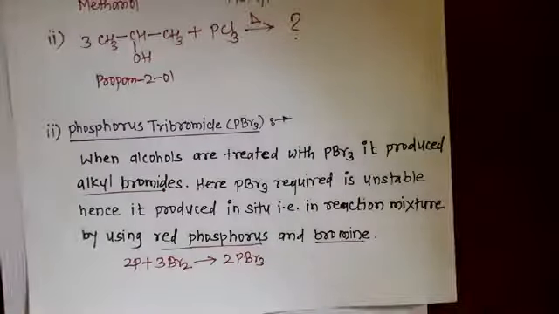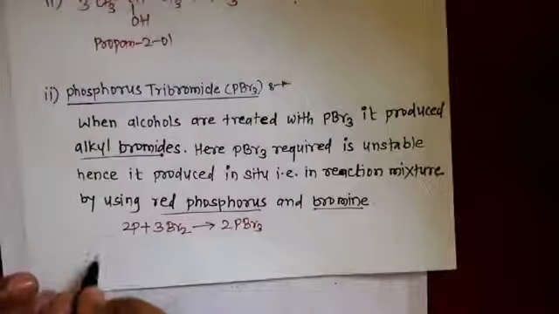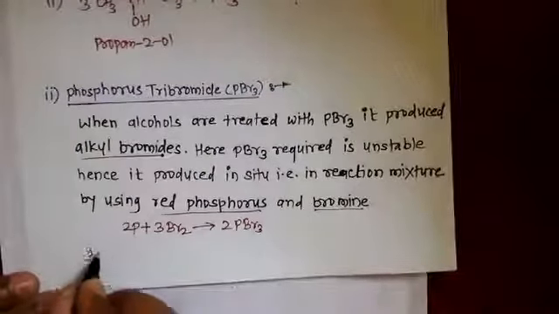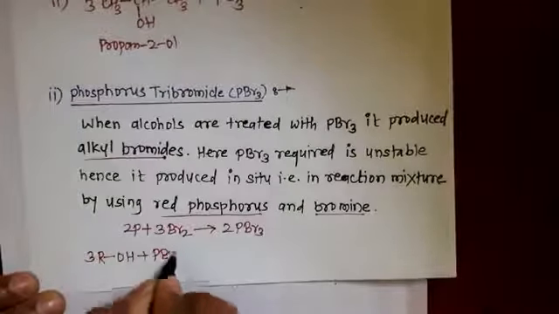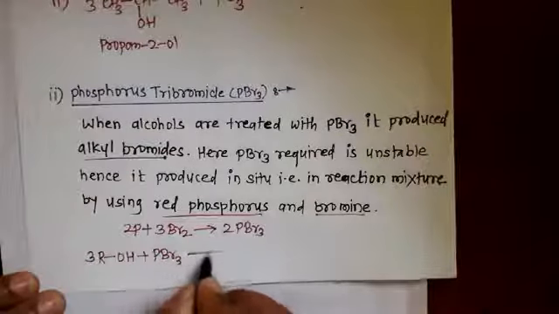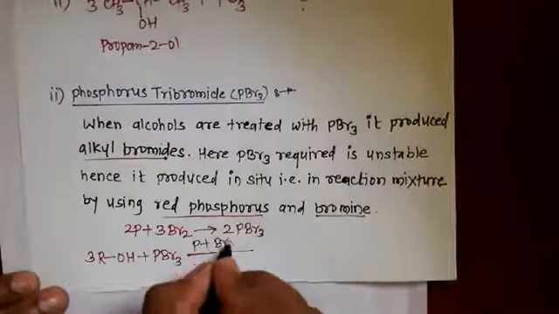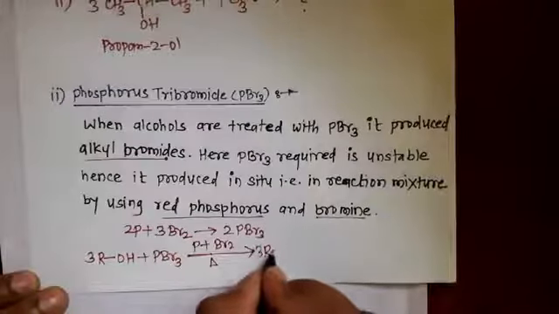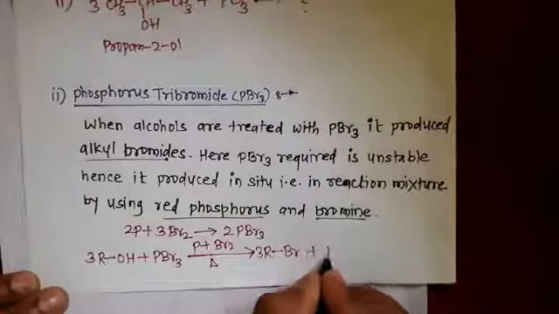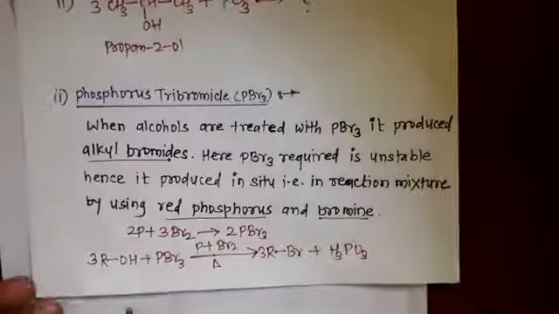And when this PBr3, which is produced in situ, reacts with alcohols, 3 moles of alcohols, then they give a product alkyl bromide, 3 moles of alkyl bromide, and the byproduct as usual phosphorus acid.